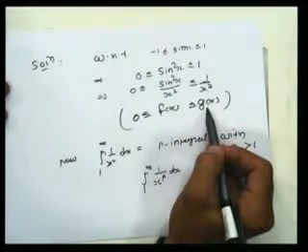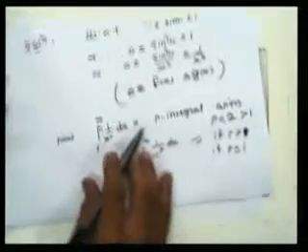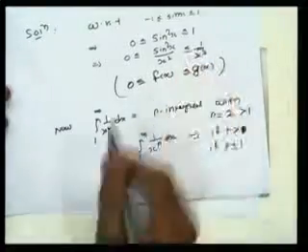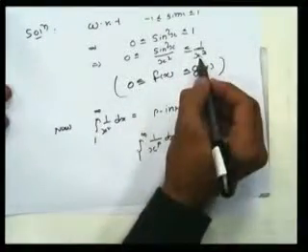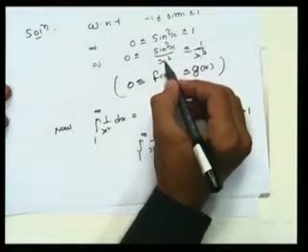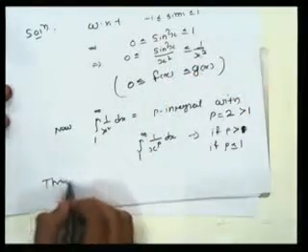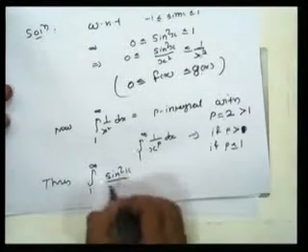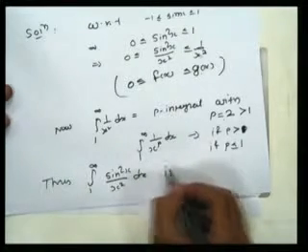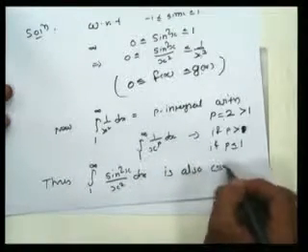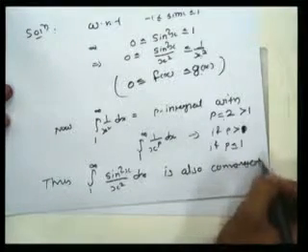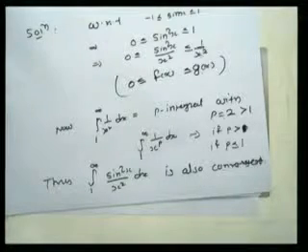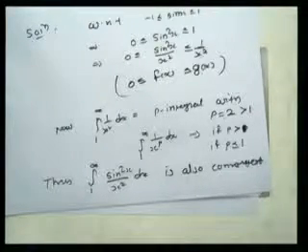Here it is in the form of g of x. So by the direct comparison test we can say that if the bigger integral is convergent, then the smaller integral is also convergent. Thus the integral from 1 to infinity of sine square x upon x square dx is also convergent. So in this way you can evaluate this type of integral whenever the integrand is a non-elementary function.